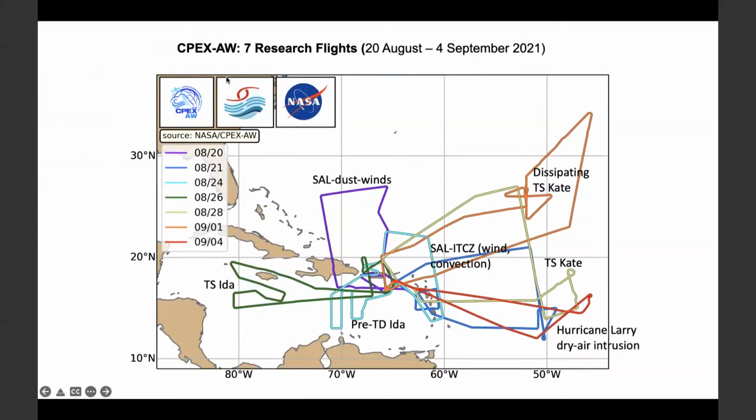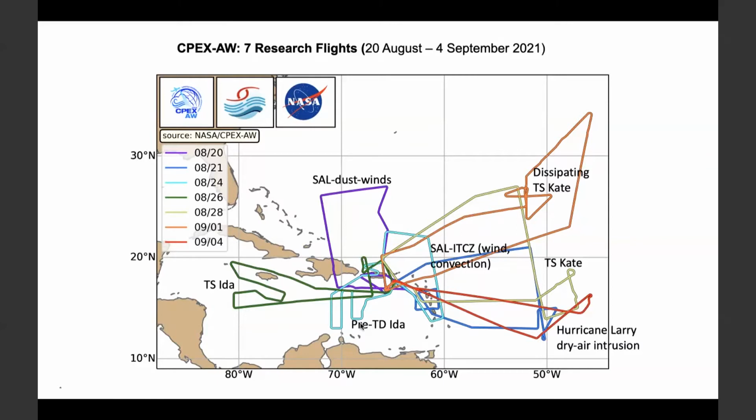Now I'm going to go through a little bit more detail on our CPEX field campaign. Basically, we had flights, and these flights ended up sampling quite a diverse environment. We had pre-tropical depression Ida, and we were in there when Ida formed, and you all know how Ida did huge damage in the US. But we did capture the first piece of Ida. And to my knowledge, this is the first time ever a well-instrumented field campaign captured a very, very early stage.